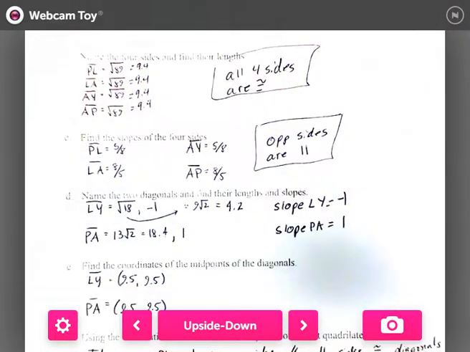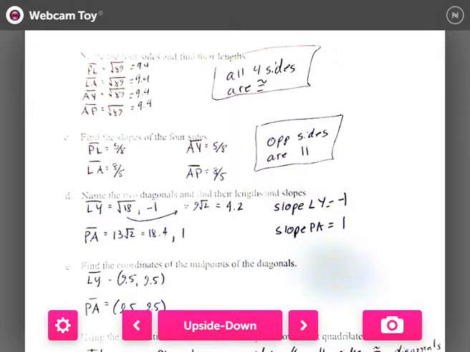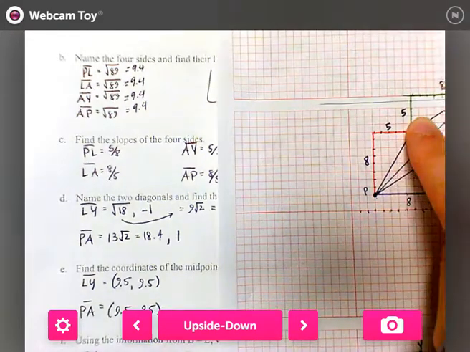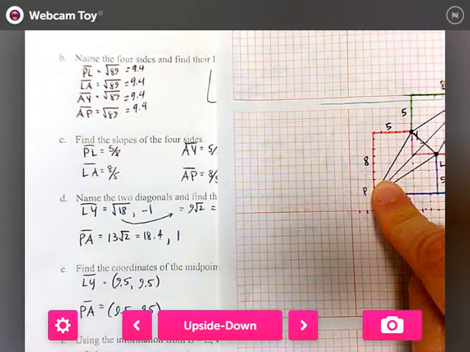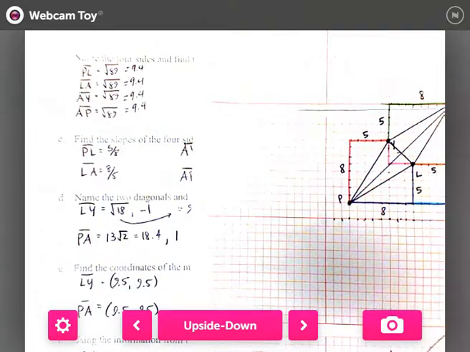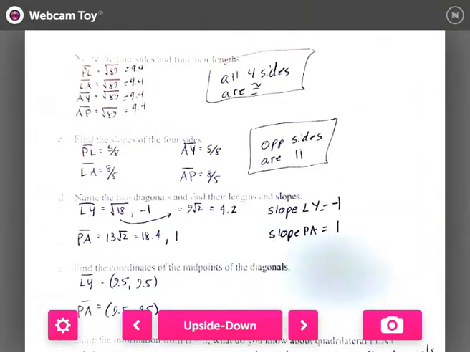So right here, yes, ma'am. Could you have done P to Y to A to L? P to Y is a side, so it's not a diagonal. So the diagonal should go straight through the middle. So that's why you have to do it that way. Does that make sense, Abby?